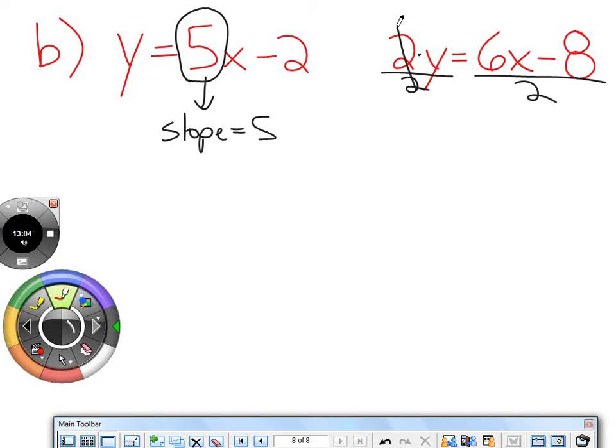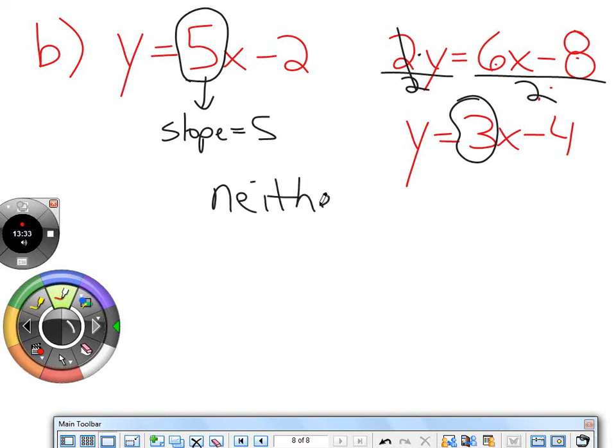So that'll cancel out. This will be y equals, now that's 6 divided by 2, so that's a 3, and that's x. And then 8 divided by 2 is minus 4. Okay, 8 divided by 2 right there. Now that means we can clearly tell that the slope of this line is 3. So are they the same? No. So we're going to say neither. That just means the two lines cross, but they don't form a 90-degree angle or anything.